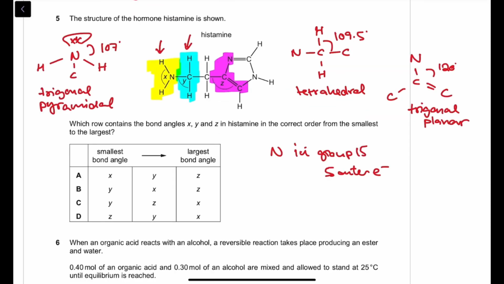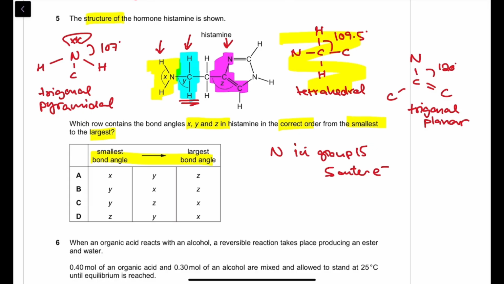Question number 5. The structure of the hormone histamine is shown. Which row contains the bond angles X, Y, and Z in the correct order from the smallest to the largest? So, you don't have to be familiar with histamine as a structure, but you're supposed to be able to recognize different shapes. And if we take a look, I've highlighted the 3 sections in different colors to make things a bit simpler. And if we look at the simplest part, it would probably be this middle section, which is right here. So the carbon atom here is bonded to 4 other atoms.